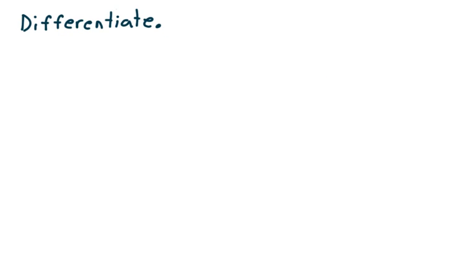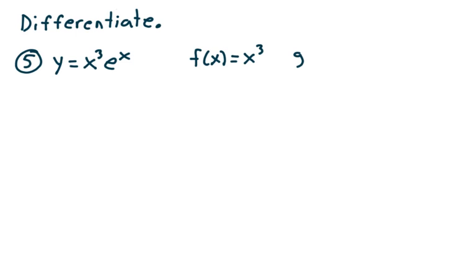Now, the directions say to differentiate. And the first one I want to look at is number 5. Suppose I'm given y equals x to the third times e to the x, and I want to take the derivative. Now, in this example, notice how f of x is equal to x cubed and g of x is equal to e to the x, right? And so this is a product of two functions, and that allows us to use the product rule.